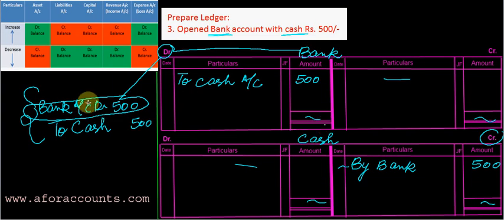Okay. Bank account debit to cash. So in cash account you can't write to cash. So you need to write by bank 500.